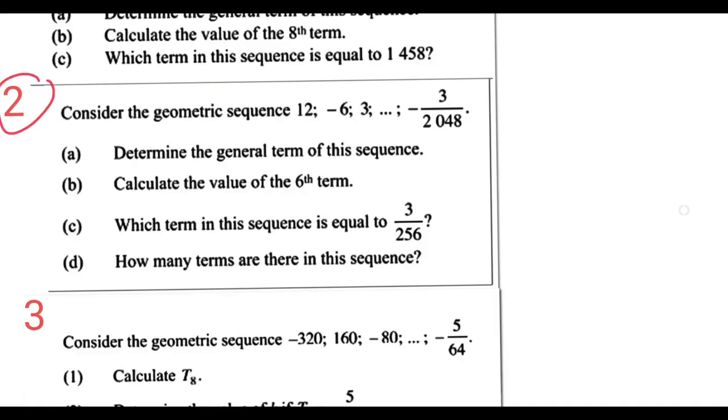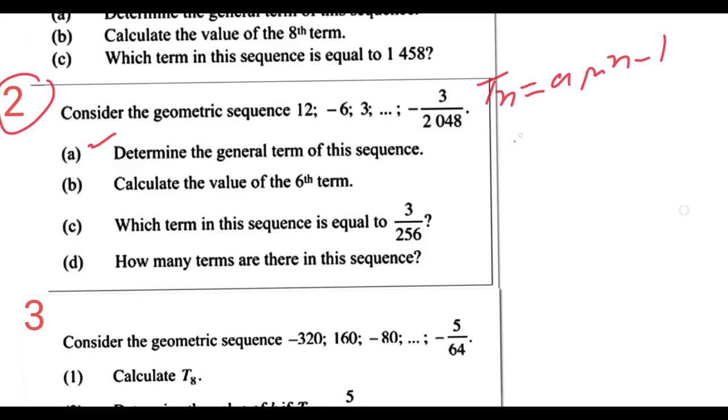Question number 2nd. Consider the geometric sequence 12, negative 6, 3, and so on, and the last term is negative 3 over 2048. First question says determine the general term of the sequence. So find the first term and common ratio, because Tn is equal to a r^(n minus 1). This is the formula for general term.